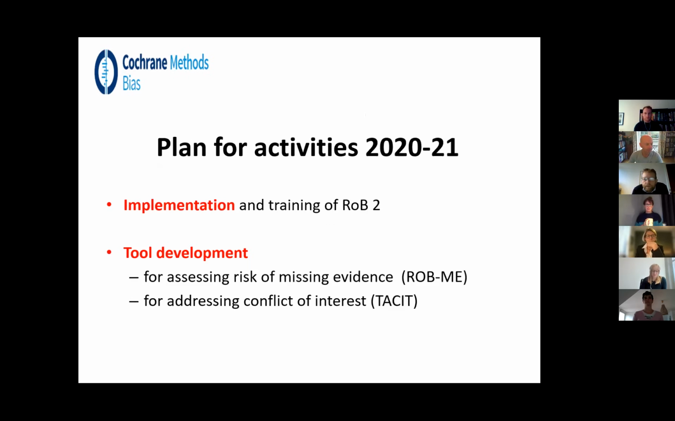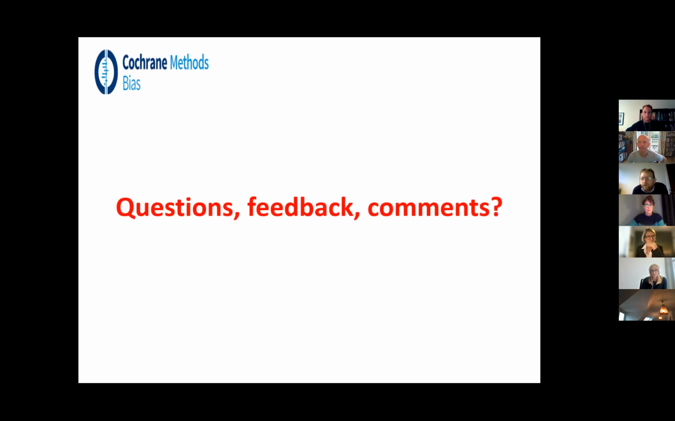So plan for activities the next year basically is to continue the training and implementation efforts relating to Risk of Bias 2, and also to push forward with the tools to assess risk of missing evidence, ROB-ME, and addressing conflicts of interest in tacit. Thank you very much. Any questions, feedback, comments?